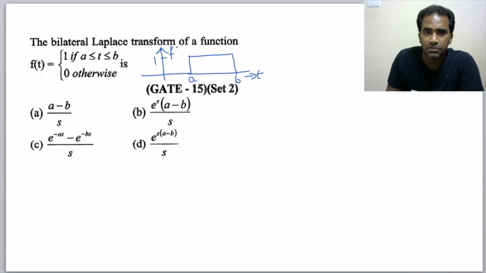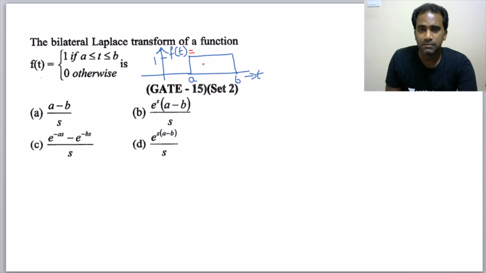This is how it looks if you plot it. F of t looks like this. Now tell me, how can we write the equation of this signal? The technique is always simple. Whatever signal they give you, try to express it in terms of signals for which you already know the Laplace transform. So let us write this signal in terms of known signals.